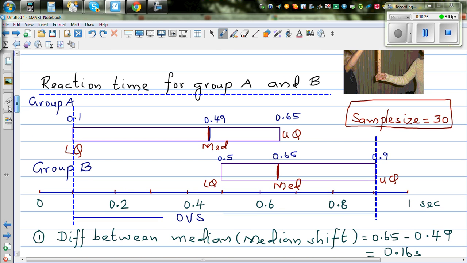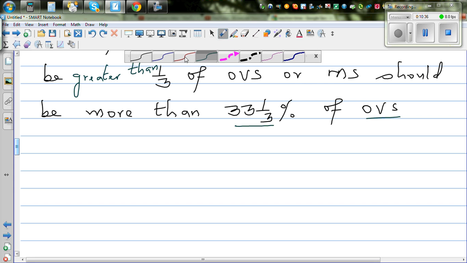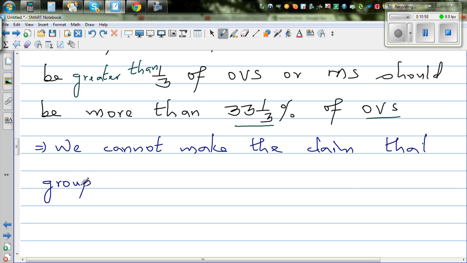Now you may say, well, the lower quartile and the upper quartile are almost the same. Okay, so here can we make the claim? We cannot. So what does this imply? This implies we cannot make the claim that group B has greater reaction time, RT, reaction time, than group A.